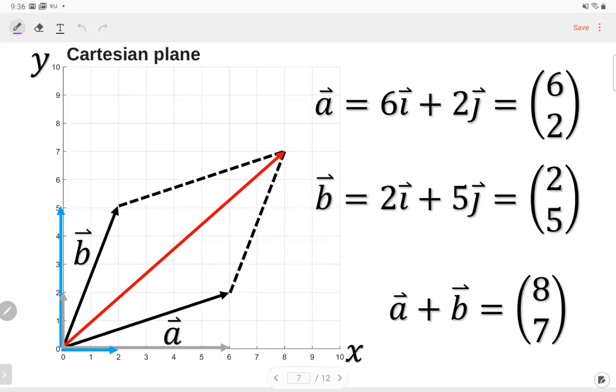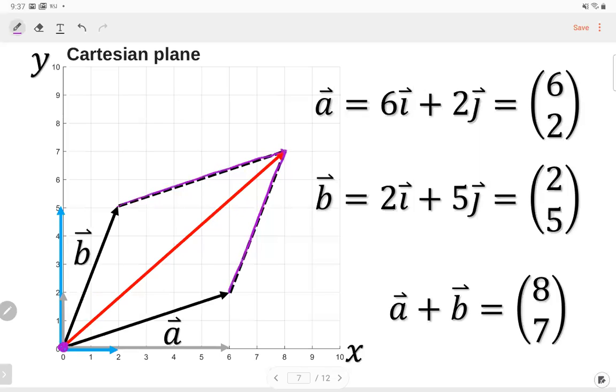So here, let me talk about the addition. If we have two vectors, vector A and vector B, and we want to add them together. For the first method, we just need to draw a parallelogram. We put vector A and vector B at the same starting point. Then I draw vector A and vector B, and I draw a parallelogram. This is a parallelogram. Then I trace the diagonal.